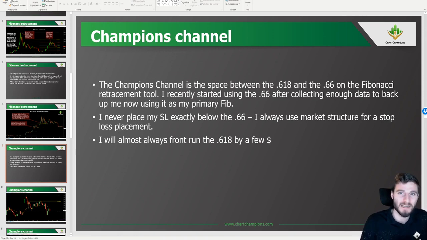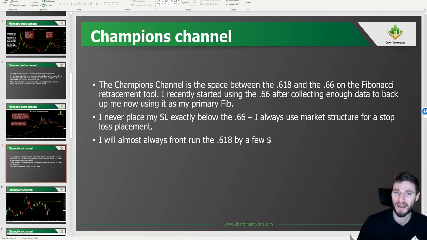If I can see a way of generating more of an edge, a little bit of a lower entry, if I can see statistically that more times as it comes down to the 618 it's coming to the 66, then let's adjust our fibs into that edge. I saw through my own data collection, through my trades, specifically on crypto, although as you'll see it works across every market, that the 66 is what I now use, hence I've coined the term the Champions Channel, the channel of space between the 618 and the 66.